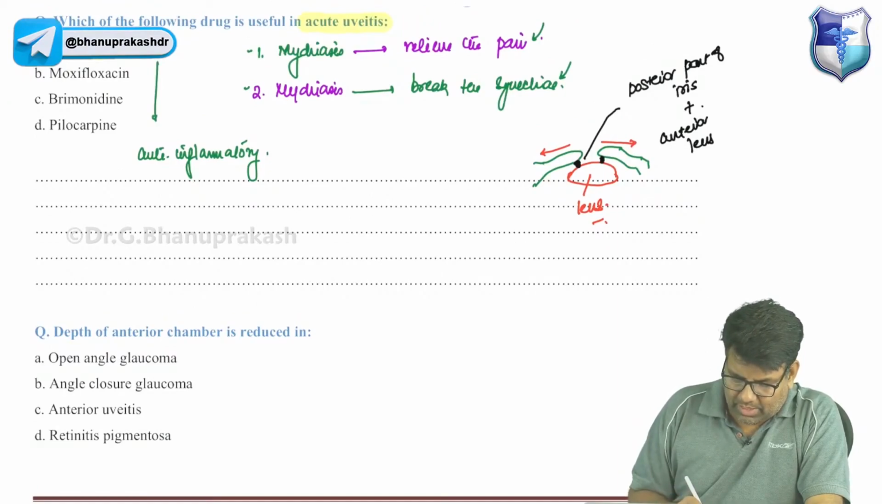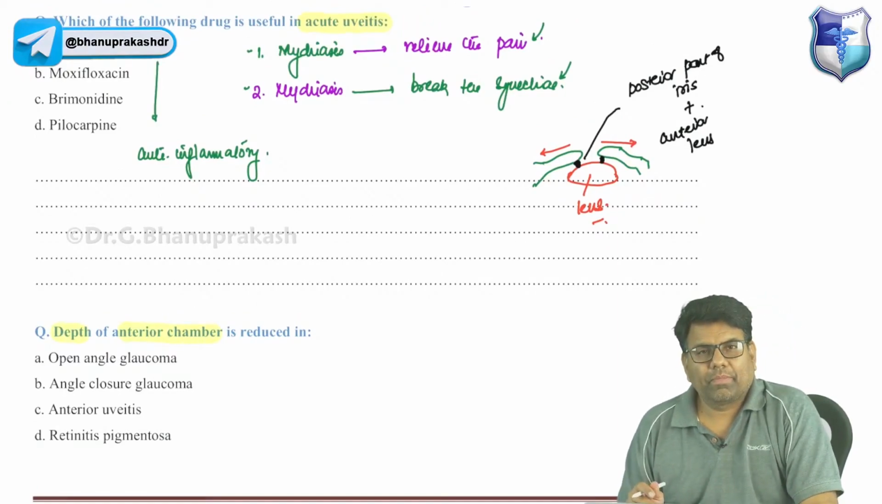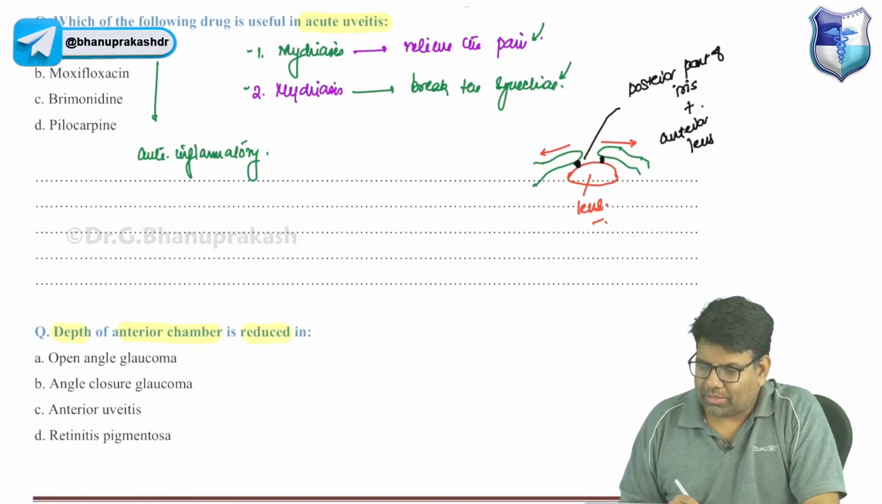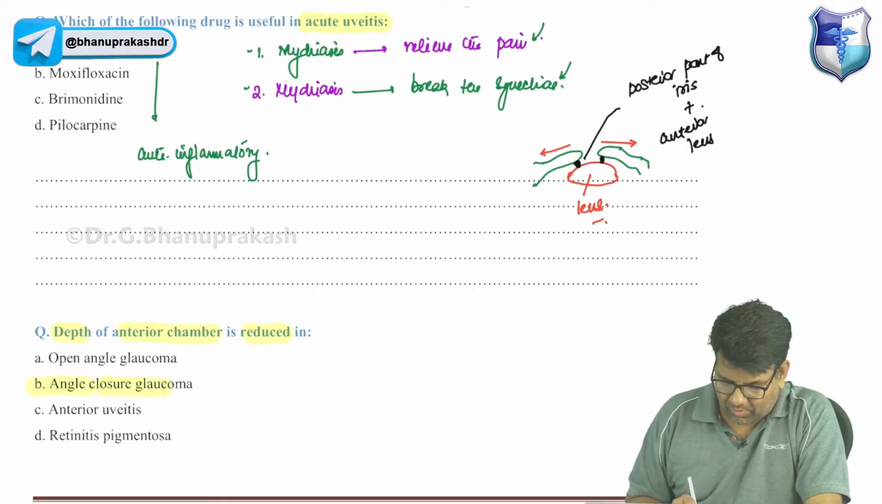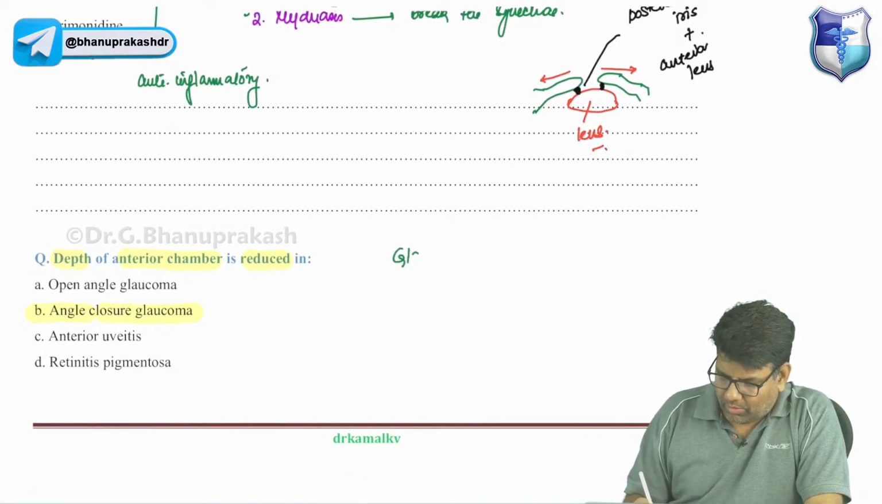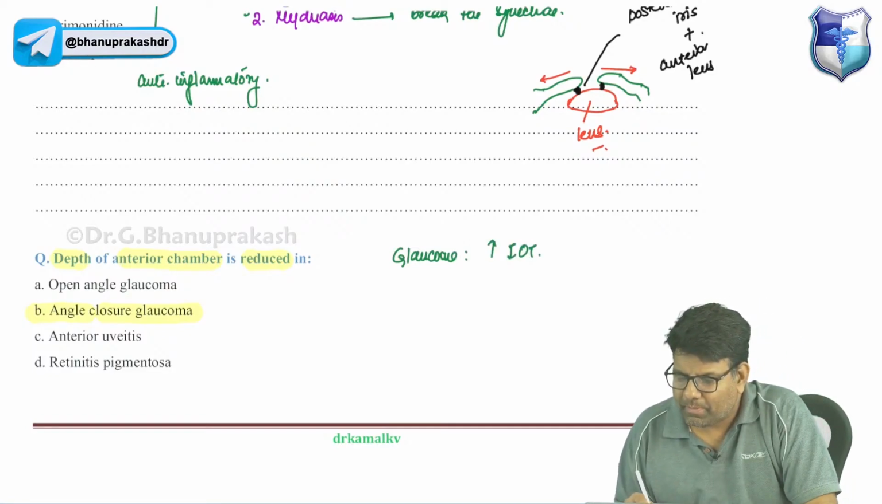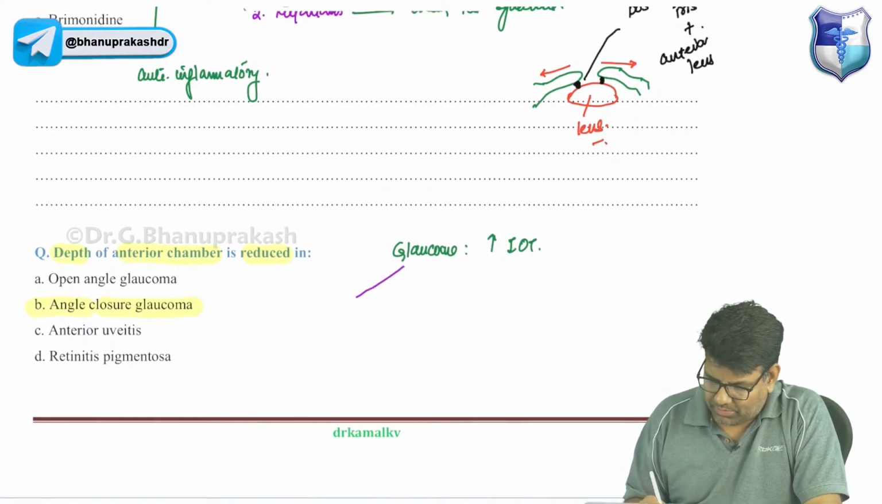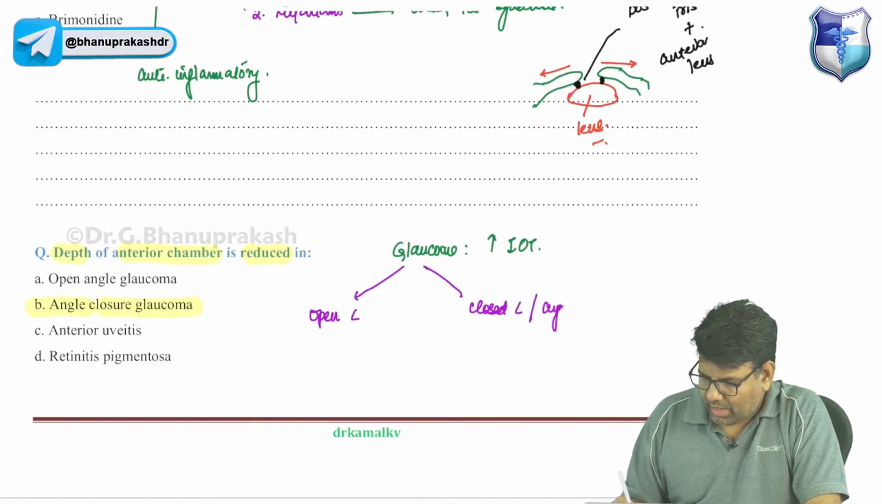Now next question: depth of anterior chamber is reduced in. Yes, Raghu, you are absolutely right. This is angle closure glaucoma. Now, I think all of you must be knowing what is glaucoma. Glaucoma is raised intraocular tension, and we have two types. Very good, Raghu. So we have two types: open angle and closed angle, or what we say angle closure.